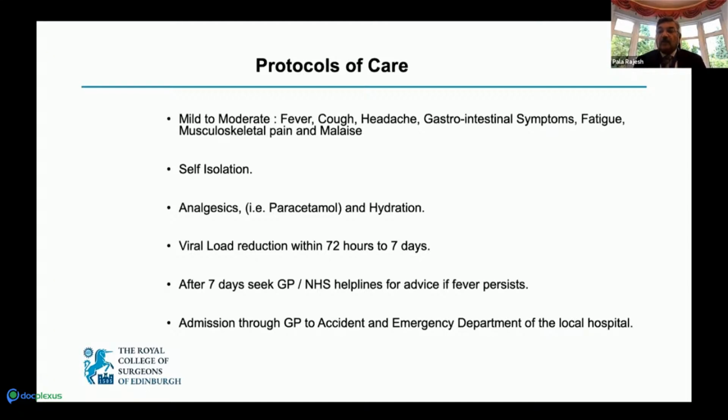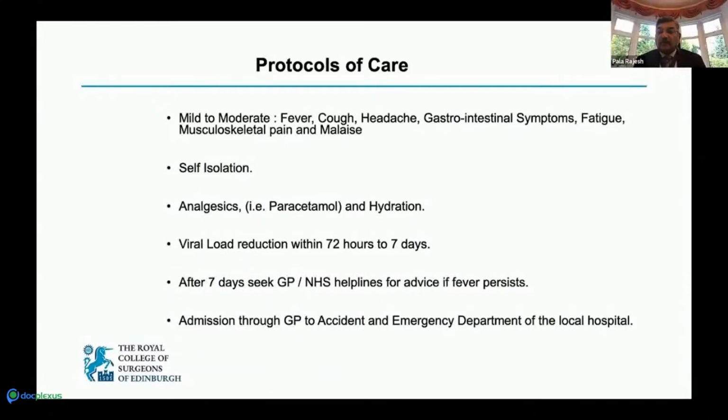We knew that the viral load reduction would take place in 72 hours to 7 days. If they got better, then that was it. However, if they continued to have their fever, then they sought help from the GP or NHS helplines. And if they needed hospital admission, they went through the COVID accident and emergency centers in the hospitals in the UK.